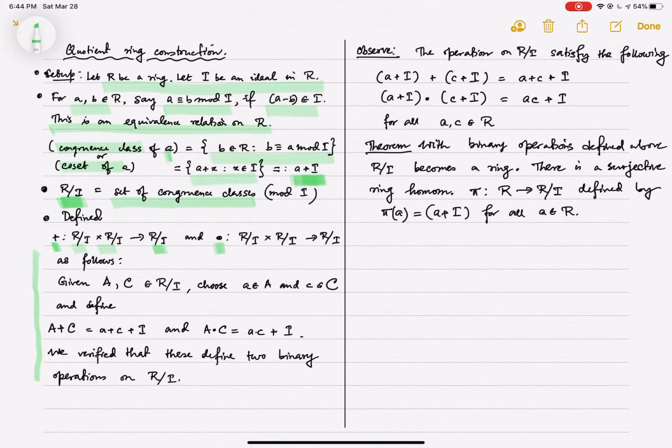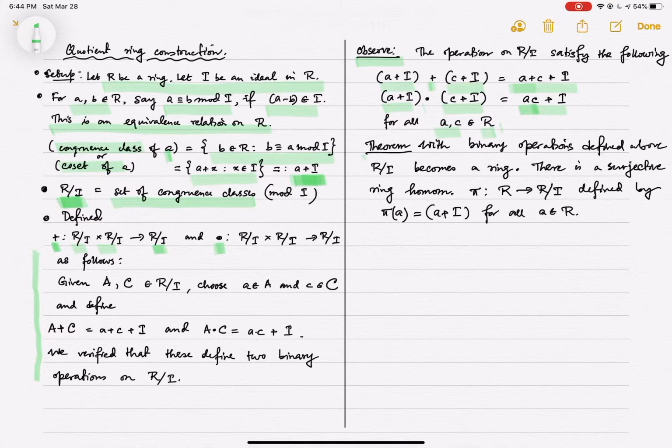What we want to repeat is this observation, how to work with these two operations. If you give me two elements of R mod I, they look like this: A plus I and C plus I, where A and C are some elements of R. And to add them, you just add the elements and take the coset of that sum. And similarly, to multiply them, just multiply A and C and take the coset of that. That's how the addition and multiplication work.